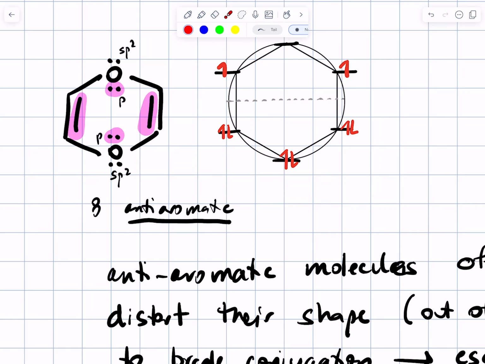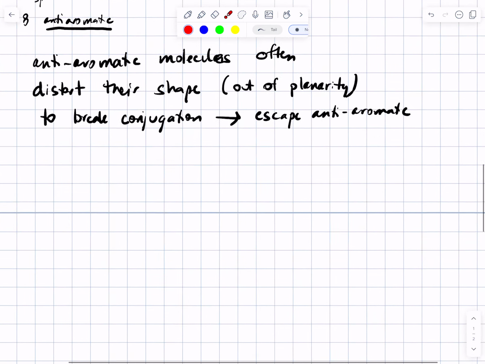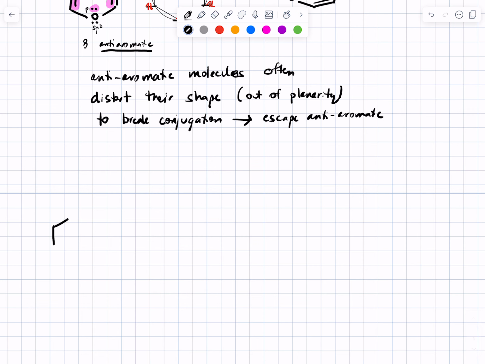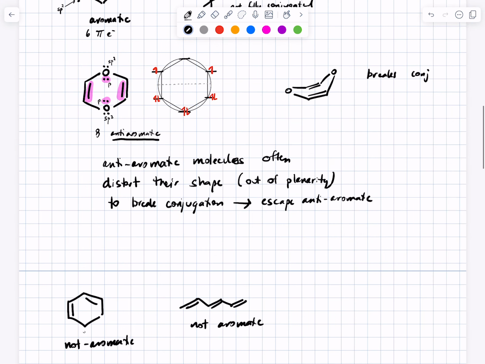For us, the term not aromatic is simply going to be reserved for things that are not fully conjugated. For example, this molecule here is not aromatic. Why? Because it's not fully conjugated. Or this molecule here is not aromatic. Why? Because it's not even cyclic. But we will call this molecule anti-aromatic.